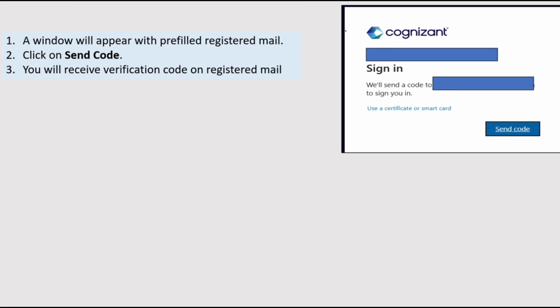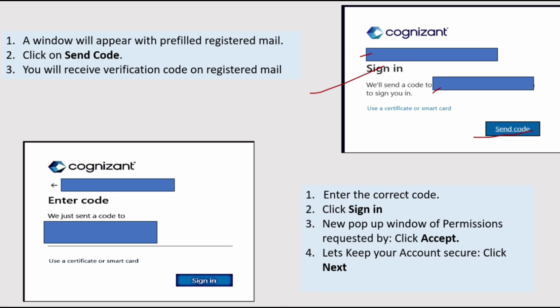After that, you can see a new window opening. Your registered email ID will be mentioned over here, and then click on this send code. You will receive a verification code on your registered mail. After you click on the send code button, you will be getting another window. Again, here your registered mail will be present. You should enter the verification code that you received on your mail in this section. And after that, you have to click on sign in button.